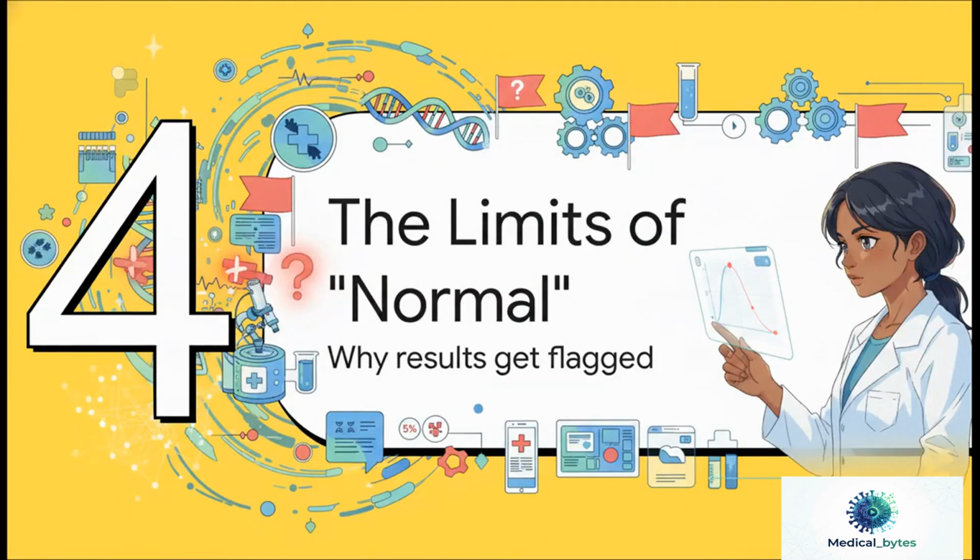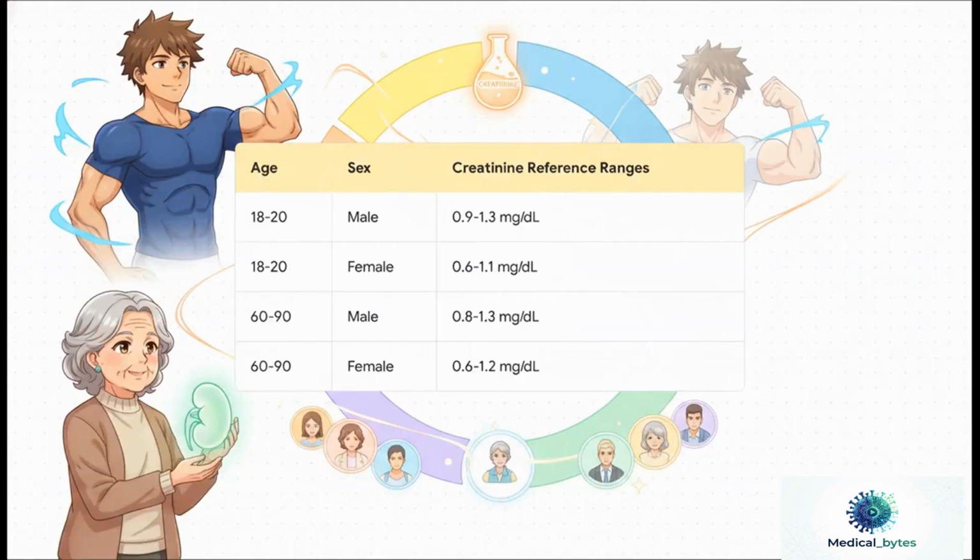But wait, it gets even more complicated than that little 5% statistical quirk. That's just one piece of the puzzle. There are a bunch of other really important reasons your result might get flagged. And here's a perfect example of why these ranges are so not one-size-fits-all. Just look at this table for creatinine, which is a test for kidney function. The expected range for a young guy is totally different from the range for an older woman. Why? Well, things like age, sex, and even muscle mass can have a big impact. It just goes to show that your result is always being compared to a very, very specific group of people.